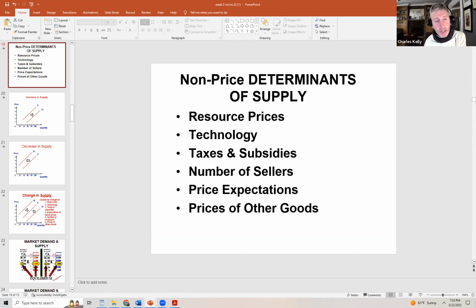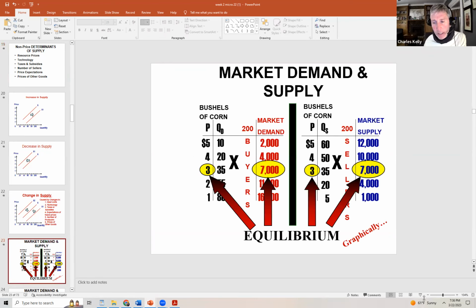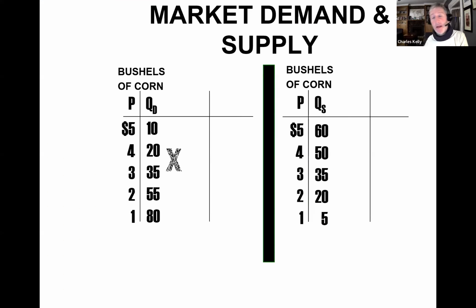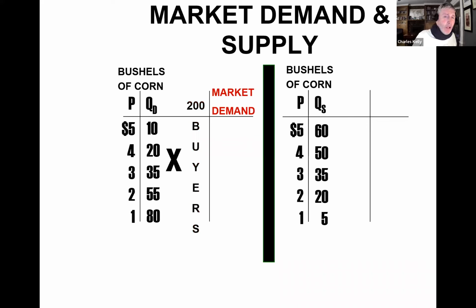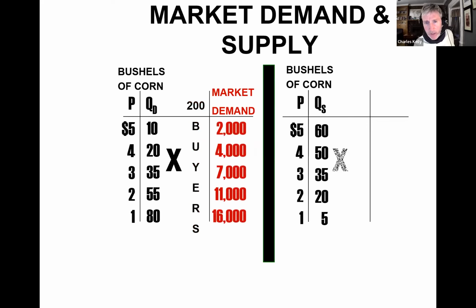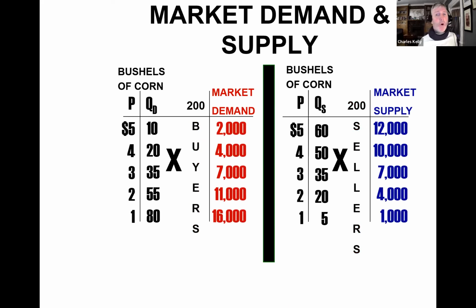All right, let's bring it all together. Let's bring it back together. So here we have our weekly data on market demand and market supply for the corn market. So we've got the price between $1 and $5 per bushel, right? So price is somewhere between $1 per bushel and $5 per bushel. Here's the market demand, quantity demanded by the millions of buyers, and the market supply, all the producers, the sellers.